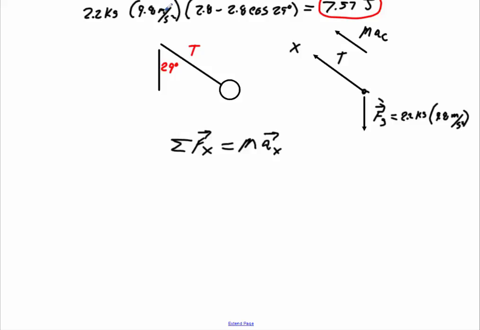When I do that, I know this one I need to break into components. So remember, again, if this is 29 degrees, this angle here is 29 degrees. So I'm going to let anything that goes up be positive, anything that goes this way be negative. So I'll get negative 2.2 kilograms times 9.8 meters per second squared times the cosine of 29 degrees.